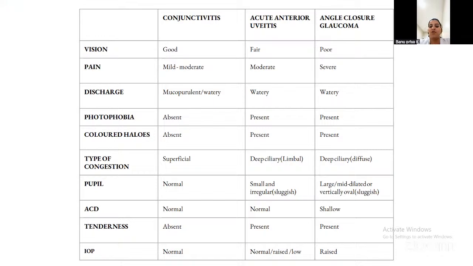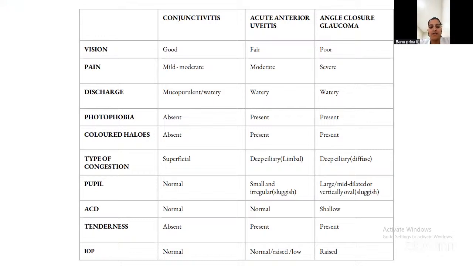In the other two cases, it will be mostly watery. Photophobia will be absent in conjunctivitis, whereas the other two cases will present photophobia. Colored halos also will not be there, but in the other two cases they would be. Then we need to see the type of congestion present in the red eye. If it is superficial, it is indicative of conjunctivitis, and deep ciliary congestion could be present in uveitis, and in glaucoma also you will have deep ciliary congestion. Pupil is not involved in conjunctivitis, whereas in the other two cases, the pupil is involved. In both cases, it will be sluggishly reacting.